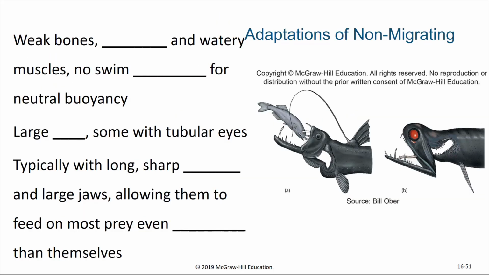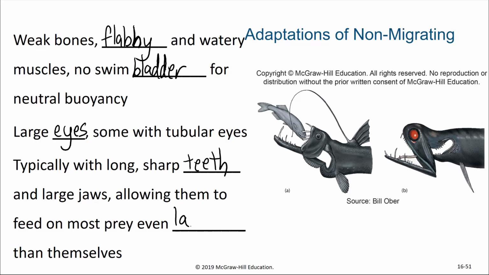When we look at these non-migrating fish of the Mesopelagic, they often have weak bones, flabby and watery muscles, and no swim bladder. They tend to have large eyes, some of them even with tubular eyes, and typically with long, sharp teeth and large jaws, allowing them to feed on most prey, even prey that is larger than themselves.